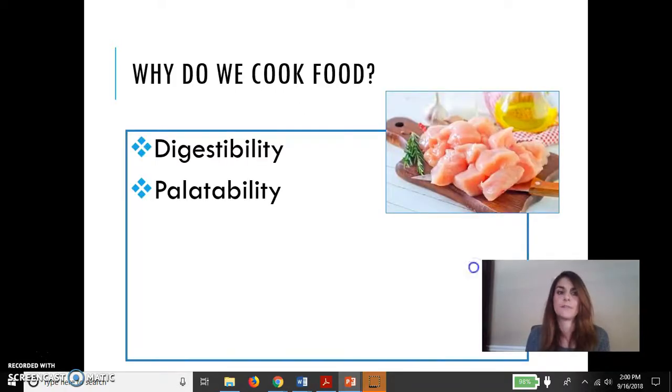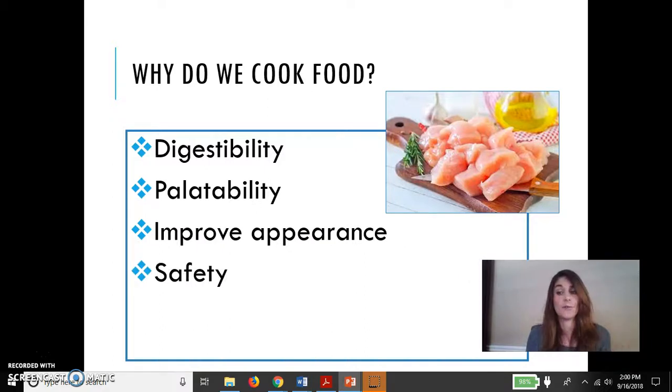So why do we cook food? So here are obviously the 4 reasons that we look at why we cook food. Digestibility, that's a big one. Now, this is basically looking at how can we make it easier to eat something. So some things, when they're raw, they may not be as palatable.